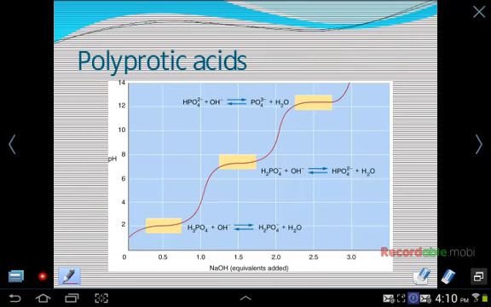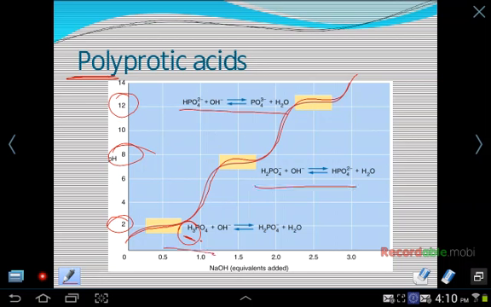Now we also can have polyprotic acids. So these are acids that can dissociate more than one proton. And what you get is a titration curve with 3 plateaus, say, for phosphoric acid, since it has 3 hydrogens that can dissociate. So your first hydrogen is going to dissociate around 2, your second hydrogen around 8, and your third hydrogen around 12. So you can actually use phosphate to buffer 3 different pHs based on which hydrogen species you start out with.